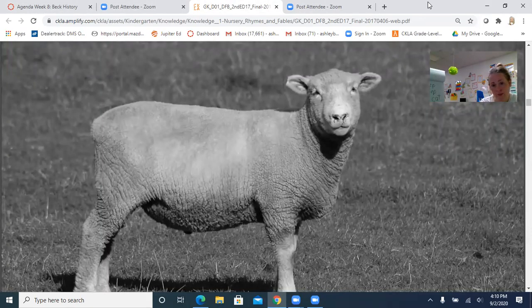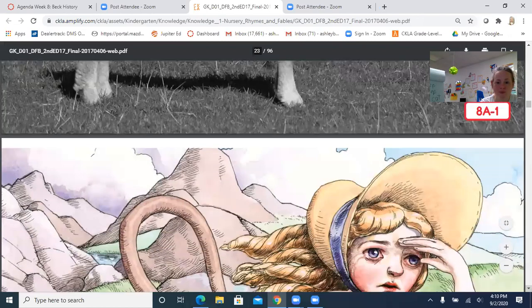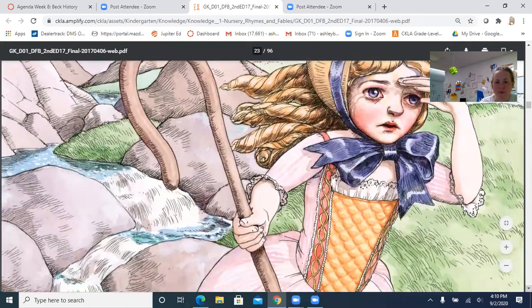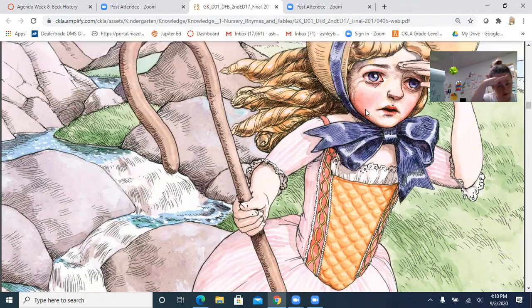There's the sheep. Little Bo Peep lost her sheep and didn't know where to find them. Here's a picture of little Bo Peep. And if you look at the picture, do you see her hands at the top? She's going like this. Why do you think she's going like this? What do you think she's doing? I think she's looking for her sheep, right?